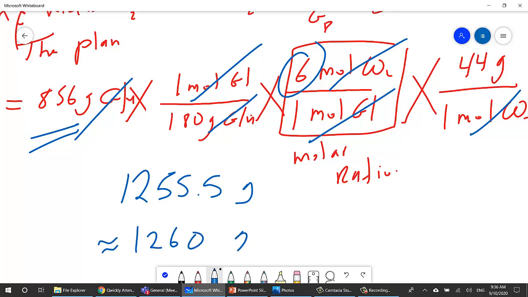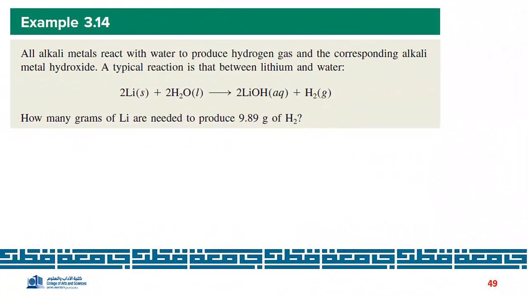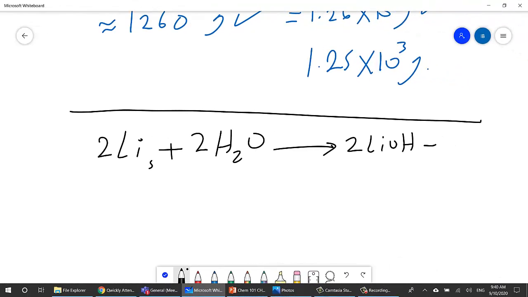1260 grams. Yes, you're right. Or you can write it down as 1.26 times 10 to the power 3. All alkali metals react with water to produce hydrogen gas and the corresponding alkali metal hydroxide. Li plus H2 gas. Very good. So this is the equation.